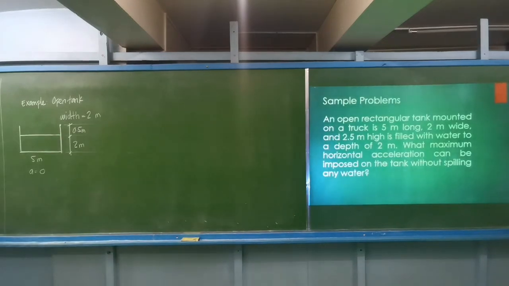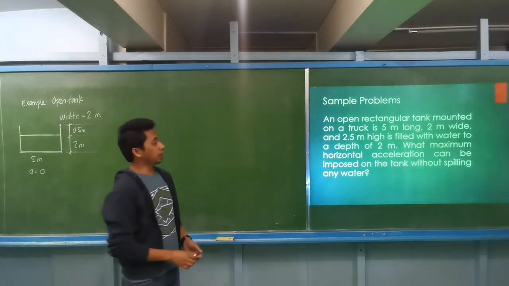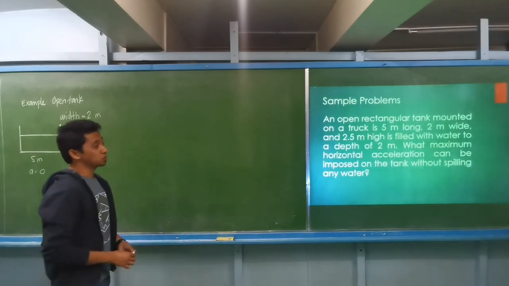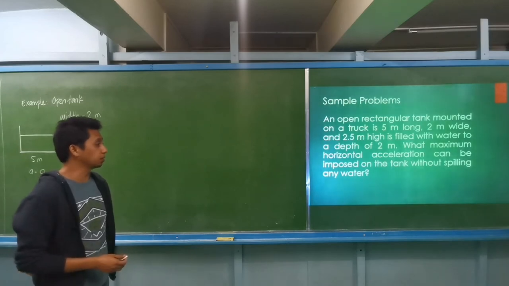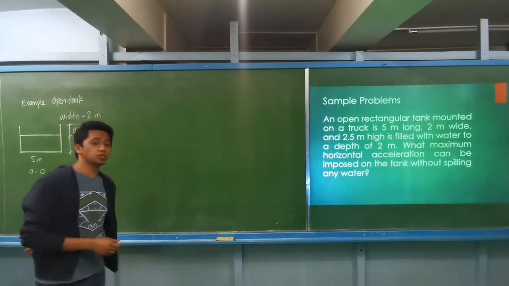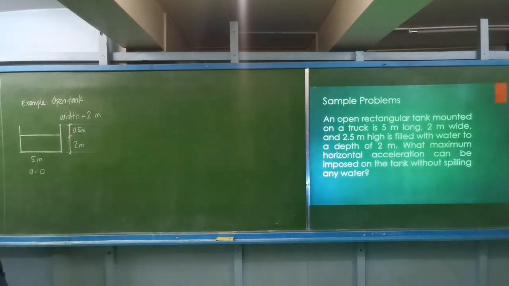Okay, so our first example under relative equilibrium is horizontal motion. An open rectangular tank mounted on a track is 5 meters long, 2 meters wide, 2.5 meters high, and is filled with water to a depth of 2 meters. What maximum horizontal acceleration can be imposed on the tank without spilling any water? So let me repeat the given: we have a 5 meter long tank, 2.5 meters high, but it contains only 2 meters of water. We have a free space of 0.5 meters. And take note, 2 meters perpendicular to the board.